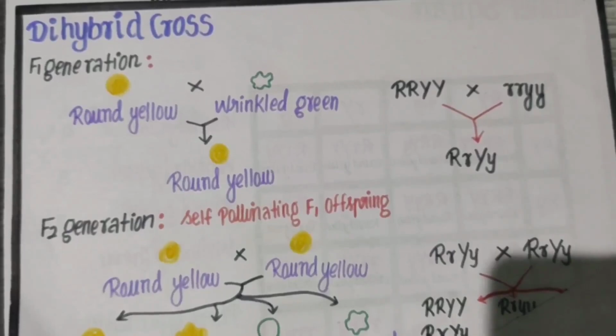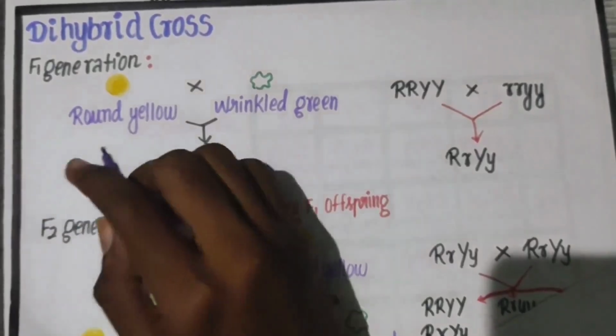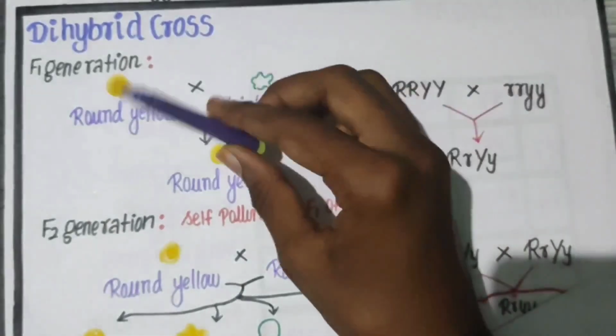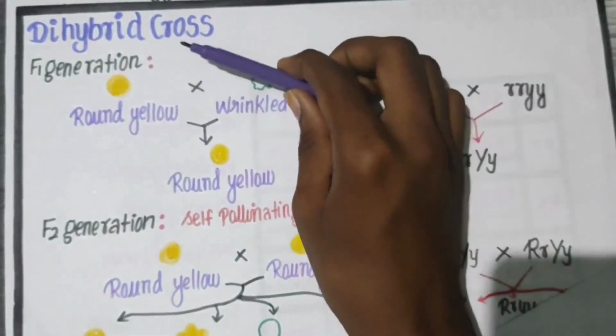Now we are going to discuss this dihybrid cross. Okay, so listen to me very carefully, kids. Now we have to know what is this F1 generation, F2 generation, this dihybrid cross. It's a very simple one, right?